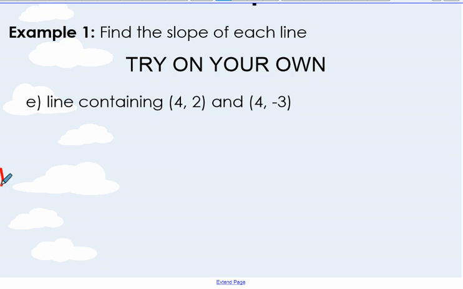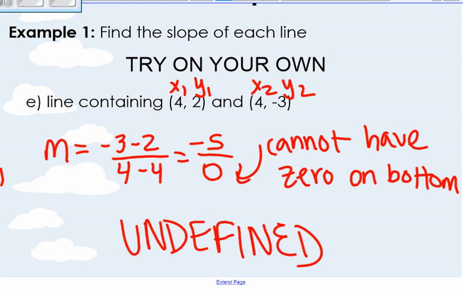Alright, so if you solved this correctly, you would have found that there was a 0 on the bottom. Remember, we cannot have 0 on the bottom. It's undefined. If you were to type it into the calculator, it would give you an error message. So this is undefined. If you left -5 over 0, I would be okay with that. But the next step is really to understand that it's undefined. Okay, it is undefined.